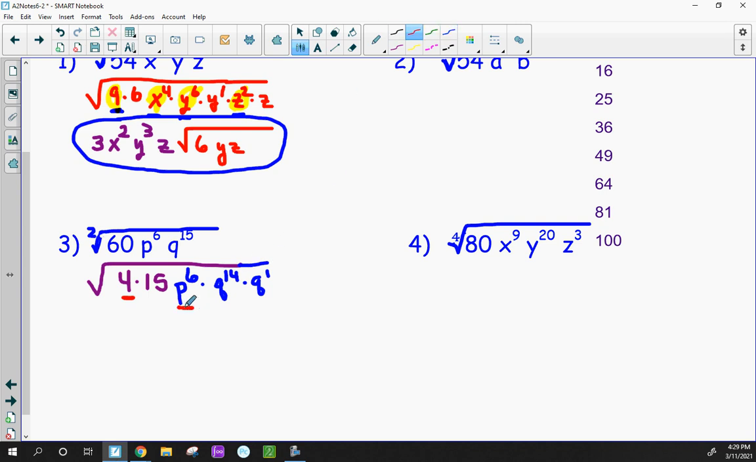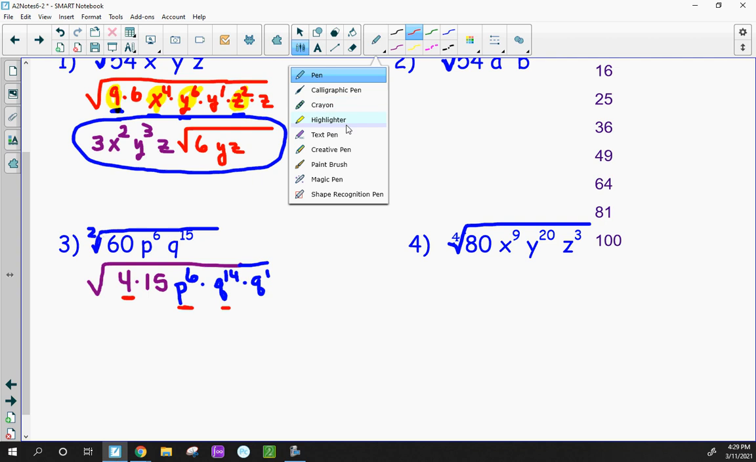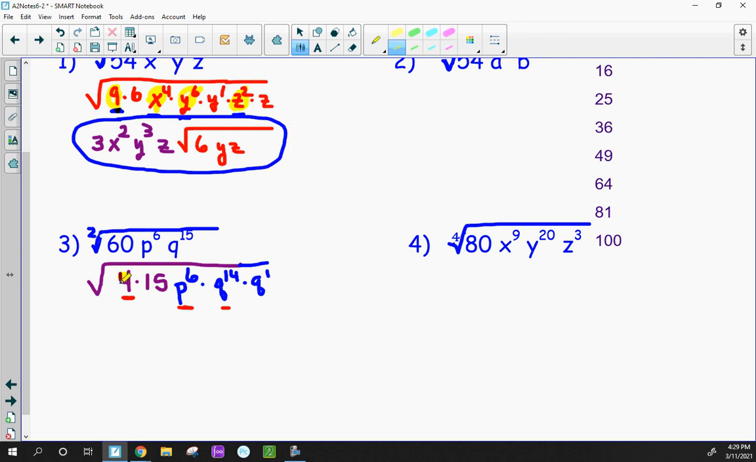I'm going to underline the pieces that I know I can take the square root of. I can do the square root of 4. I can simplify the square root of p to the 6th as well as q to the 14th. The square root of 4 is 2. The square root of p to the 6th is p to the 6 divided by 2. The square root of q to the 14th is q to the 14 divided by 2, which is 7. And I've gotten all my pieces there, so next I'm going to drop down my radical.